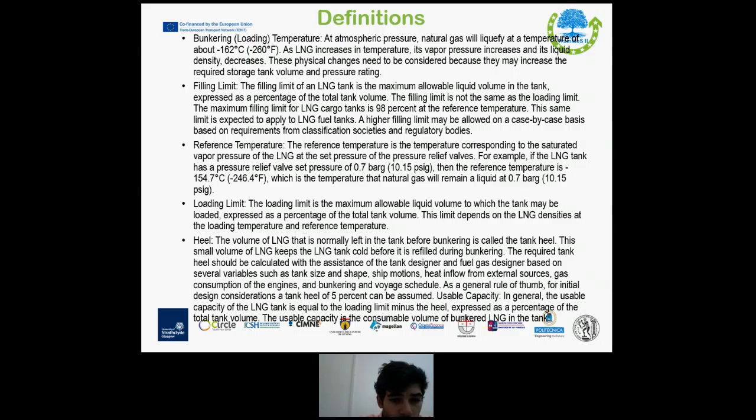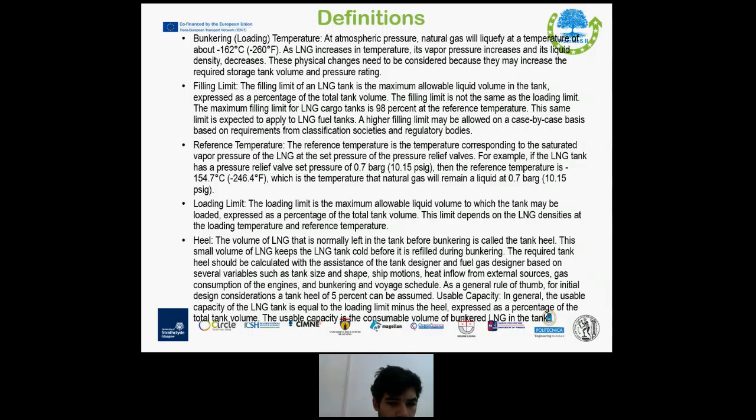The filling limit. The filling limit of an LNG tank is the maximum allowable liquid volume in the tank expressed as a percentage of the total tank volume. The filling limit is not the same as the loading limit. The maximum filling limit for LNG cargo tanks is 98% at the reference temperature. This same limit is expected to apply to LNG fuel tanks. A higher filling limit may be allowed on a case-by-case basis based on requirements from classification societies and regulatory bodies.